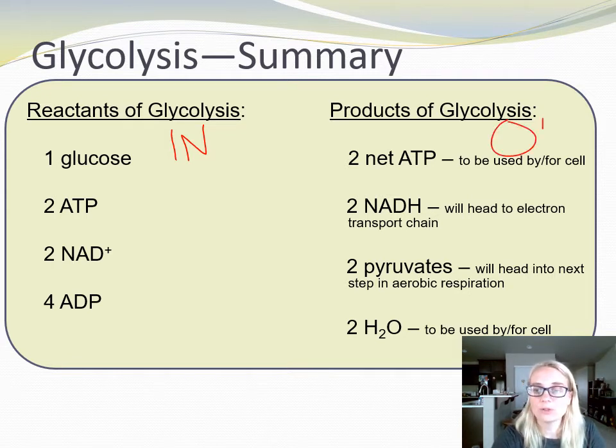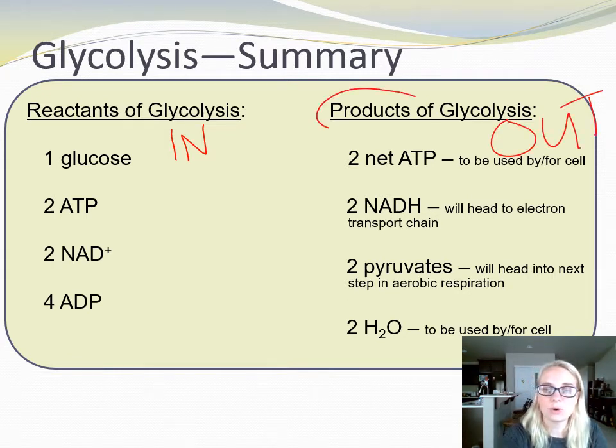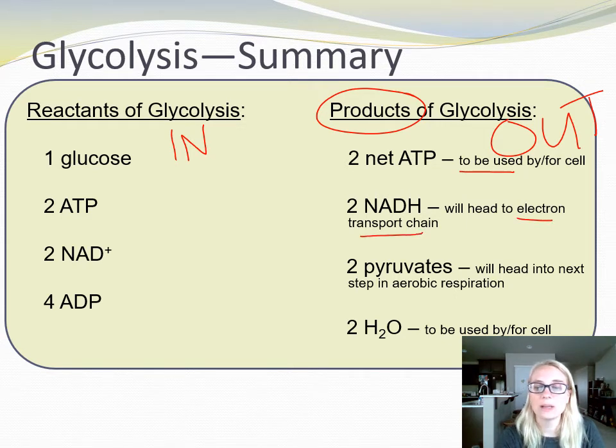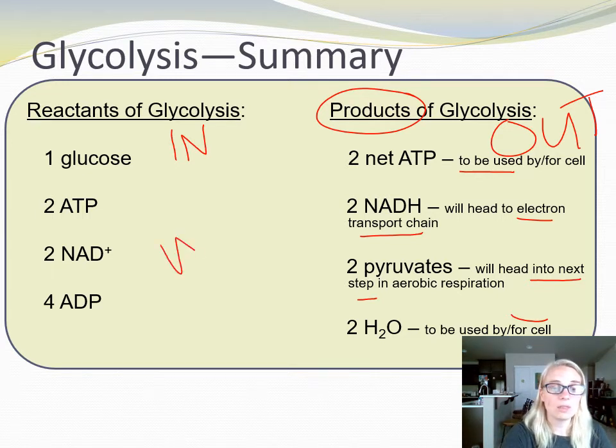And what comes out is over here. These are the products. You get 2 net ATPs, 2 NADHs, 2 pyruvates, and a couple waters. And I've listed here on this slide what happens to those products. The ATP is used by the cell, the NADH goes to the electron transport chain, pyruvates go to the next step, and water can just be used by the cell. Okay, so that's what goes in, what goes out, and the why.